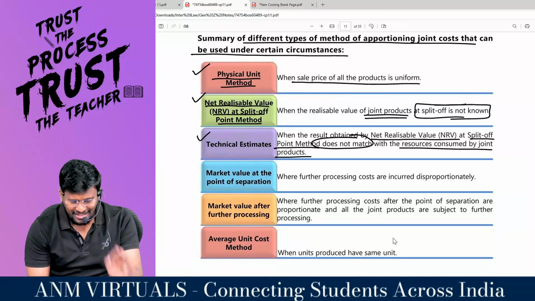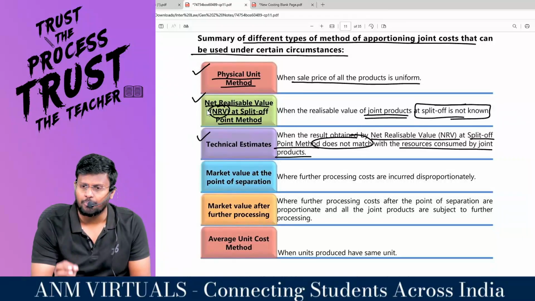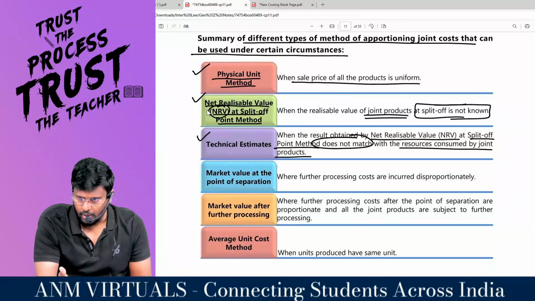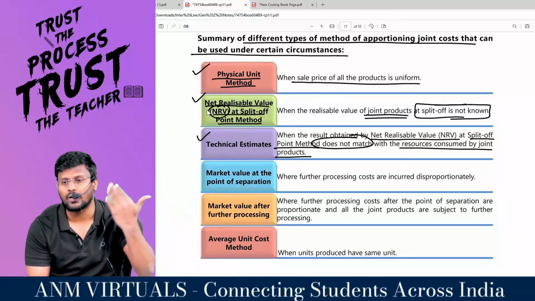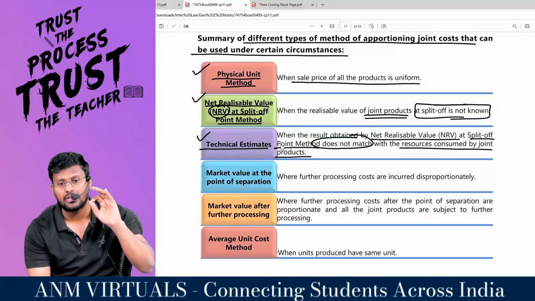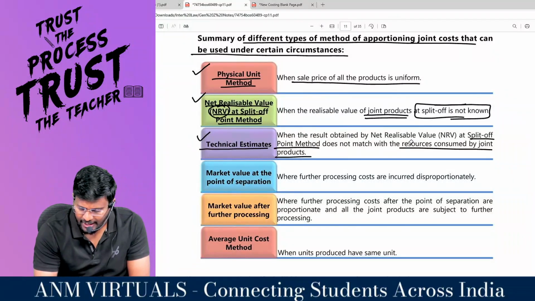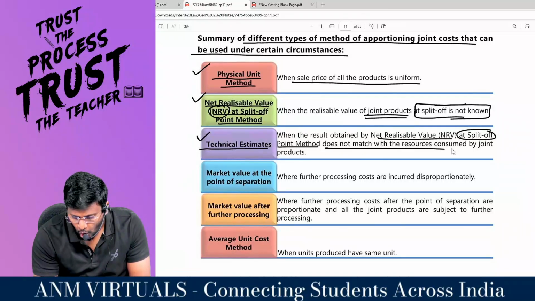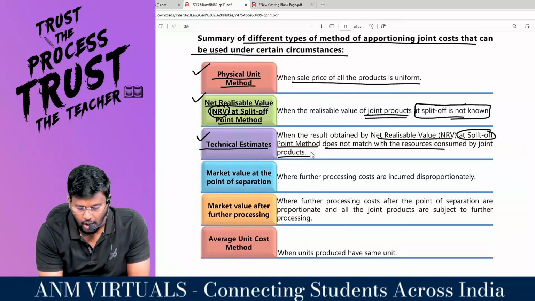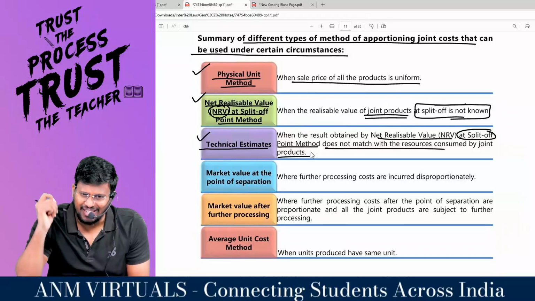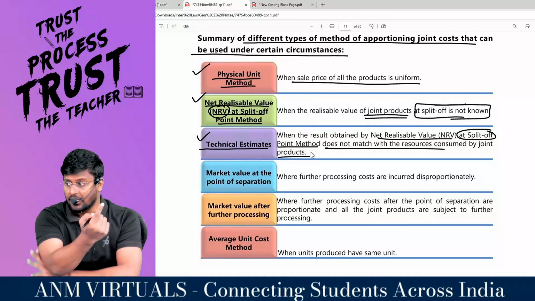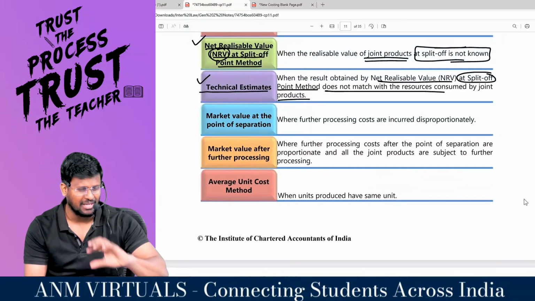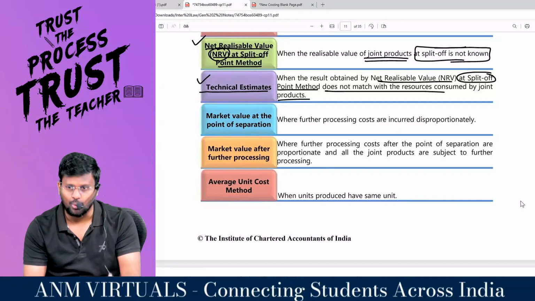That means what answer you got at the NRV at the split off point is not reliable. We cannot trust it. Then I would appoint a chartered accountant or cost accountant and ask them to find the value. That is the technical estimate. They will be technically very strong people. So when the result obtained by the NRV, net realizable value at split off point, does not match with the resources consumed by the joint product, that joint product has incurred more cost than that, but when we apportion we have apportioned wrongly, my dear lovable students, we will use the technical estimate. That is a very rare technical estimate. If we have to apportion that way, the question itself must give it. Such questions will not come to us.